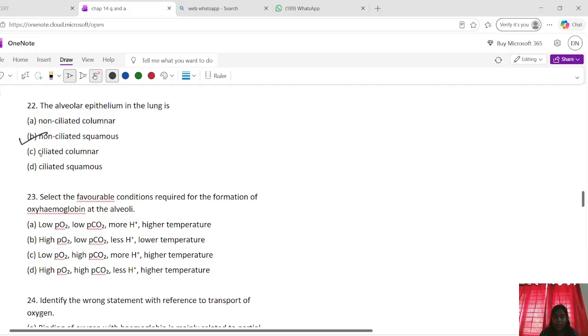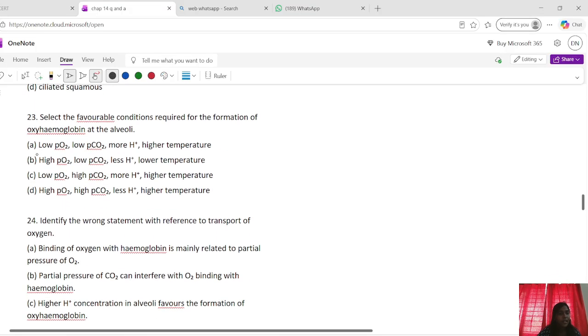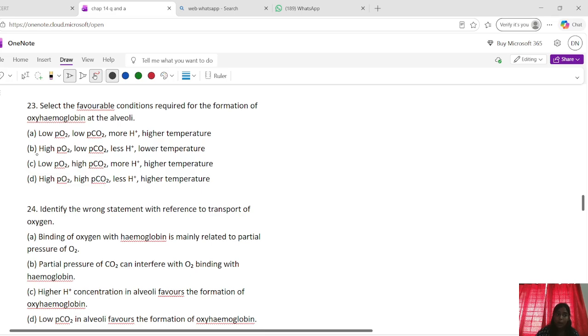Non-ciliated squamous epithelium. Select the favorable condition required for the formation of oxyhemoglobin at the alveoli. So what is the favorable condition here? Now in the alveoli, PO2 should be high. With high, there are two options. And then CO2 concentration should be less, and hydrogen ion concentration should also be less, and the temperature should be low.